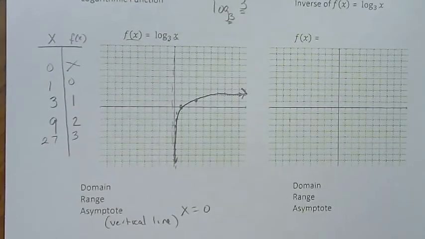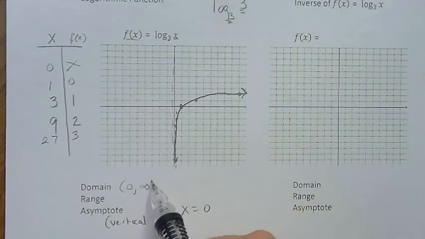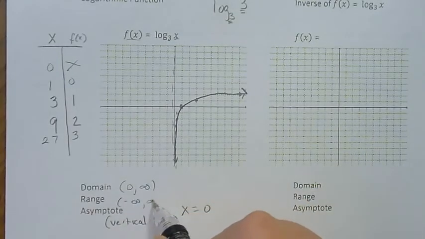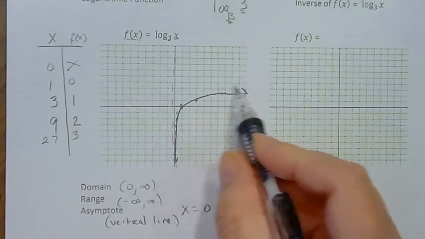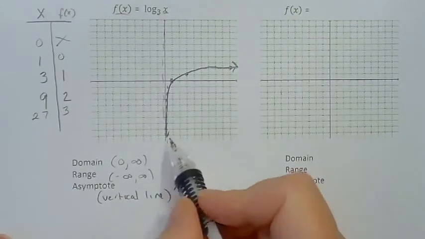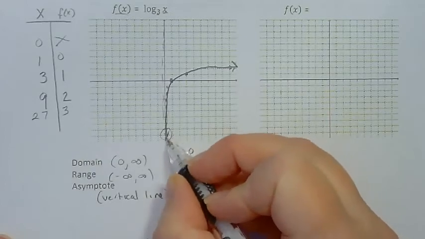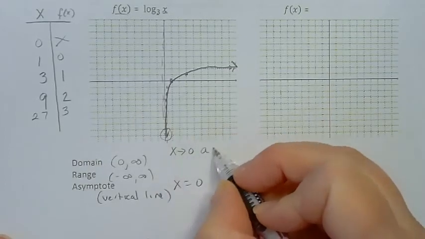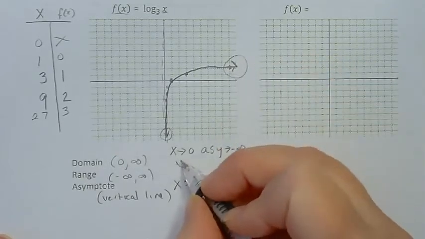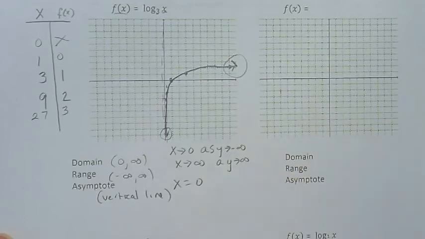The domain then starts at 0 but doesn't include 0 and goes to infinity, and the range goes from negative infinity to infinity because it starts down here and it keeps going. I could also talk about some other properties of this graph. On this end, x is approaching 0 as y approaches negative infinity. On this end, x is approaching infinity as y approaches infinity. It looks something like that.